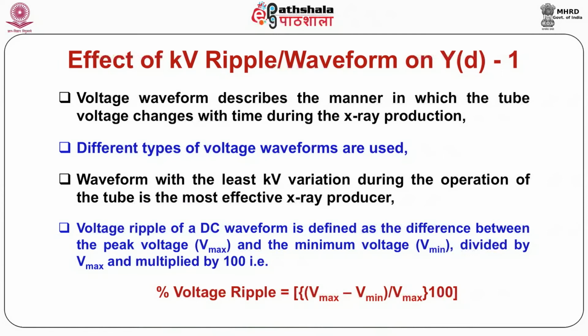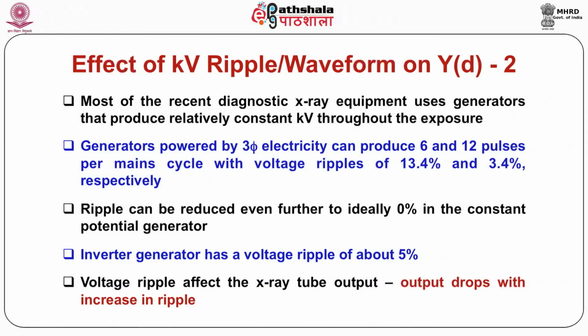Now we will see the effect of tube voltage ripple. Voltage waveform describes the manner in which the tube voltage changes with time during the X-ray production process because of the cyclic nature of the electrical supply. Different types of voltage waveforms are used. The waveform with the least kVp variation during the operation of the tube is the most effective X-ray producer. Most of the recent diagnostic X-ray equipment uses generators that produce relatively constant kV throughout the exposure.